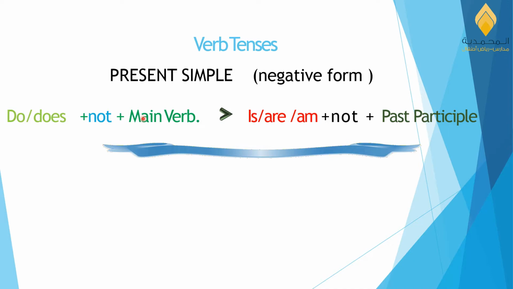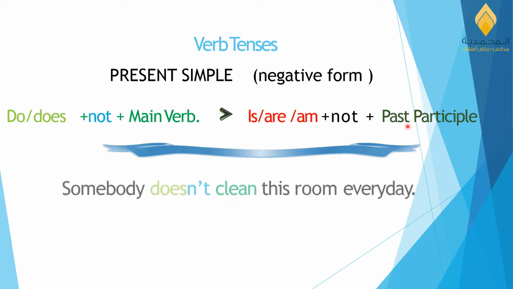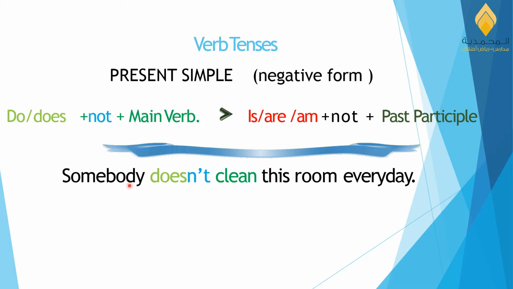If we want to change it into passive, you just take the form of the verb to be, which is either is or are or am. You add to it not, and you take the main verb of that sentence and change it into the past participle. Example. Somebody doesn't clean this room every day.